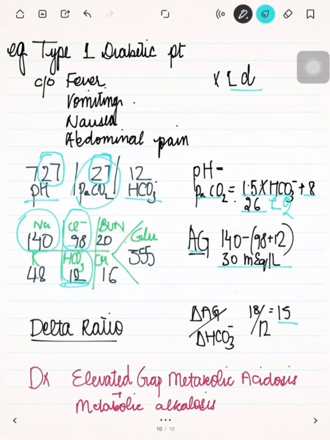So there is another disorder, that is metabolic alkalosis. Now we come back to the history. There was vomiting. This vomiting is causing the delta ratio to increase. The clinical vignette suggests diabetic ketoacidosis, where it should fall between 0.8 to 1.2. Thus, the patient's delta ratio is higher than expected, which would be consistent with concurrent metabolic alkalosis. So there is elevated anion gap metabolic acidosis because of diabetic ketoacidosis, and metabolic alkalosis from vomiting of HCl.